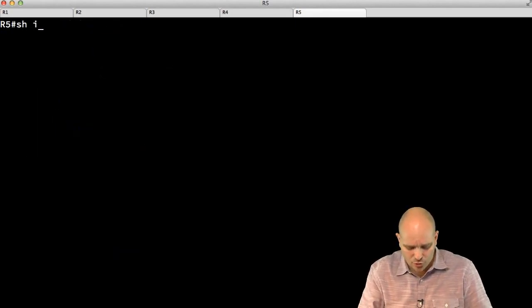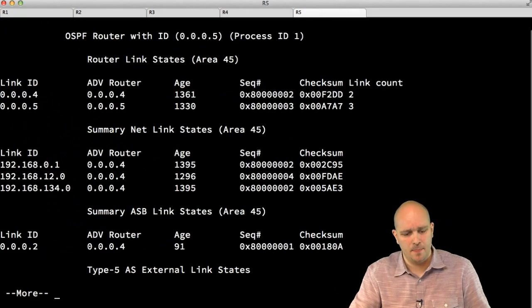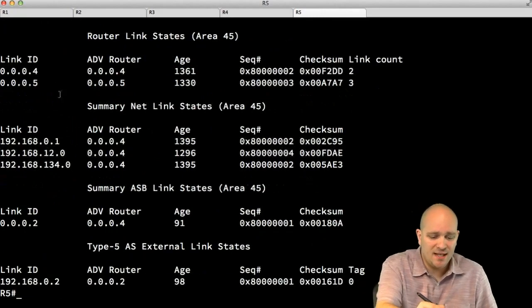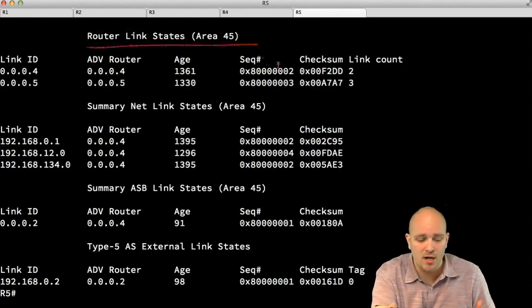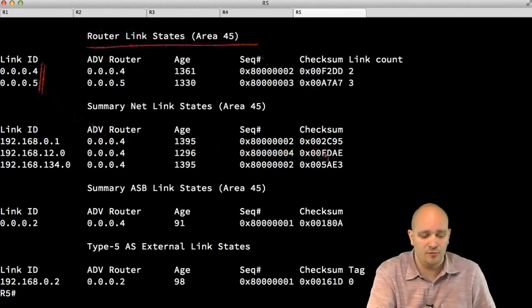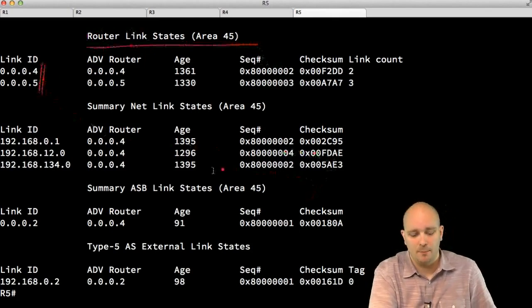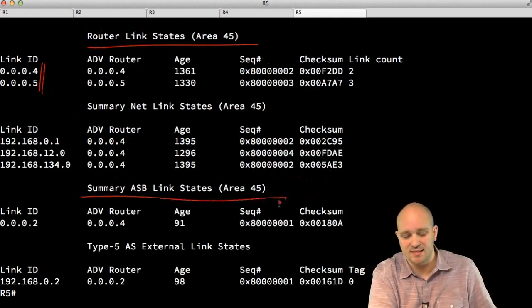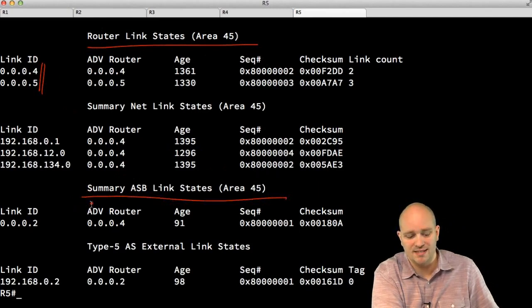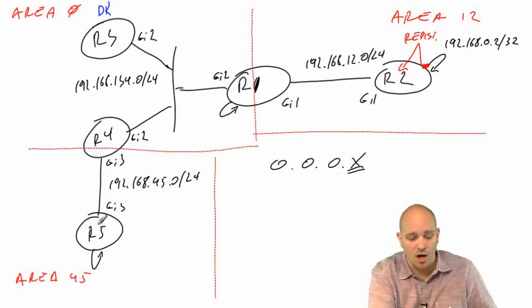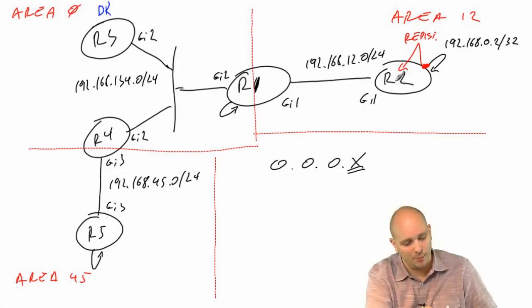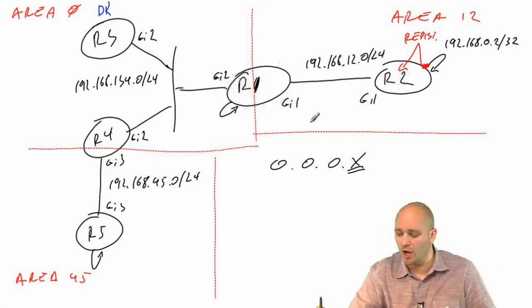If we take a look at our show IP OSPF database on R5, if we take a look at router link states, if we take a look at type 1 LSAs, we don't have any information about R2. But here it is. This is the summary ASB link states. This is type 4 LSA, type 4 LSA that will help us reach from R5 all the way to R2. But let's not jump ahead. Let's take a look at what is happening on R1.